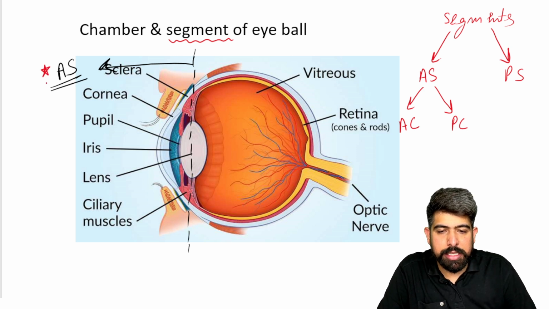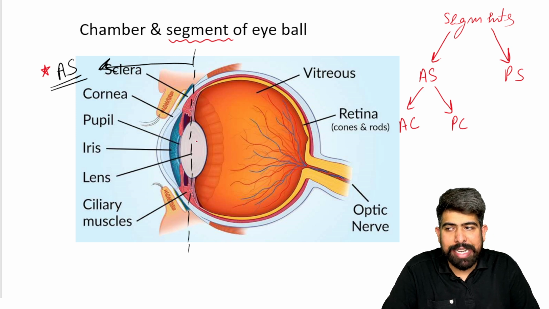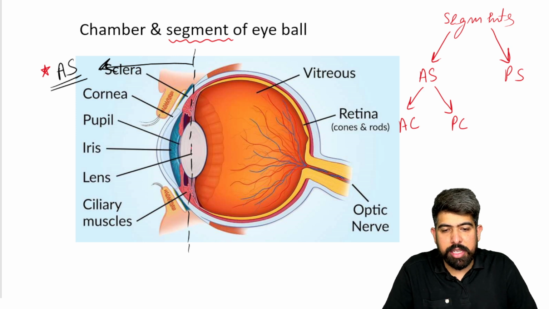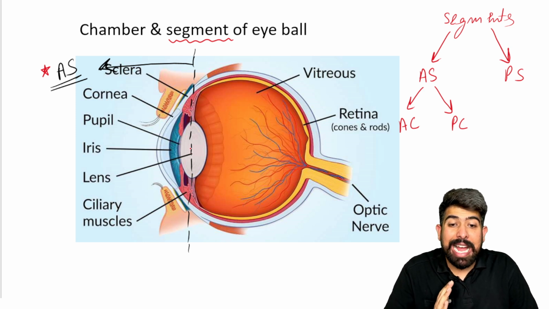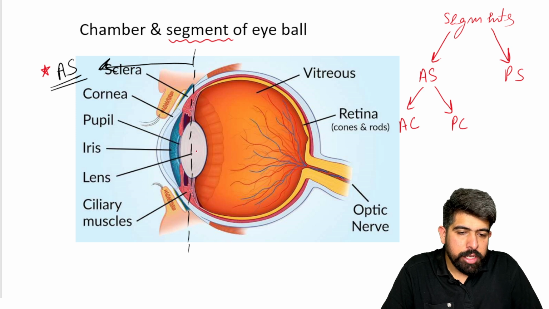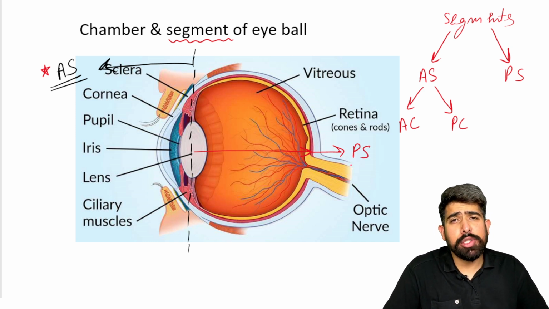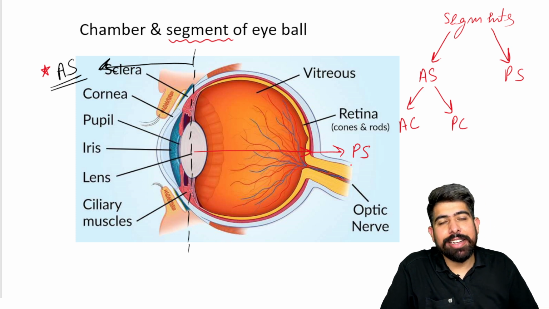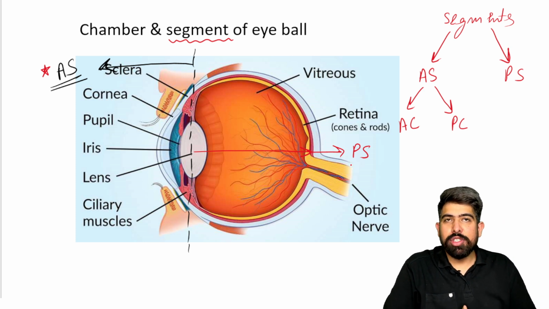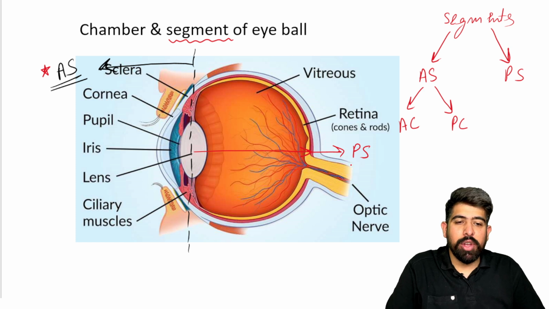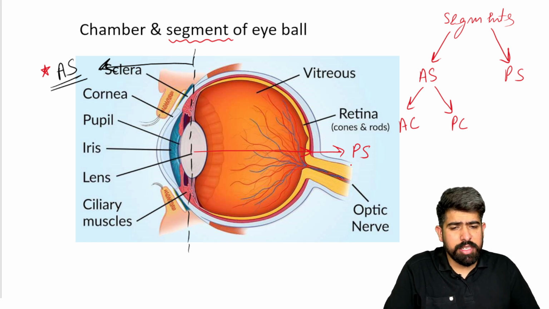Please try to understand this. What are the segments? It's quite easy to understand, right? Very good. So this imaginary line divides it into two parts. Anterior to this imaginary line is your anterior segment, and posterior to this imaginary line is known as your posterior segment. So I divided this eyeball into two parts: the anterior segment, anterior to this imaginary line, and the posterior segment, posterior to it. I hope you understand about the anterior segment and the posterior segment.